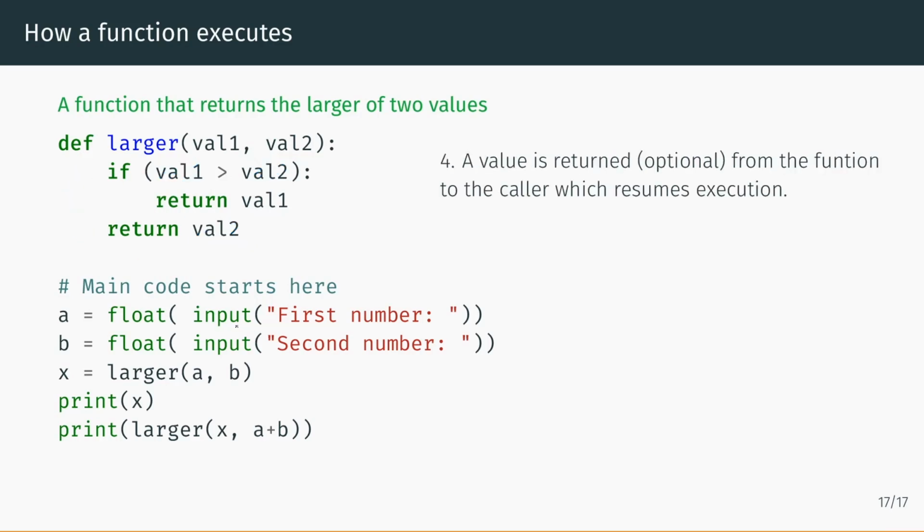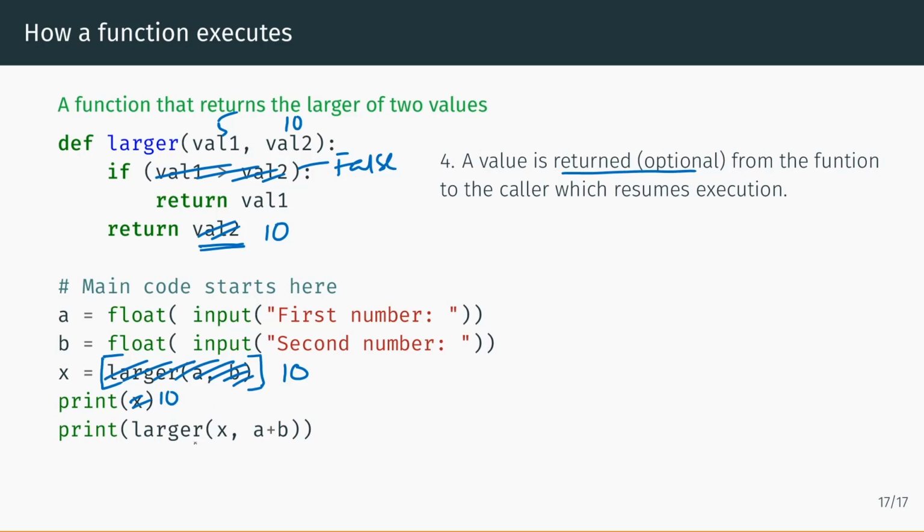And a value is returned, which is optional, by the way. An optional value is returned from the function to the caller. Returning a value essentially means you're replacing this entire thing with the value that is returned. Remember, this was 5, this was 10, this evaluated to false, which means we returned 10. So you can replace the entire thing with the value that was returned, which is 10. Then you print 10.